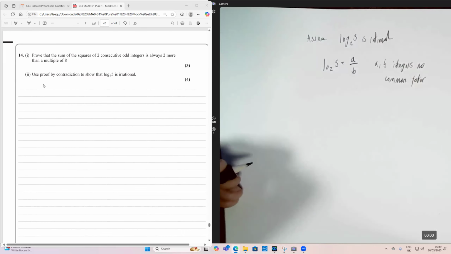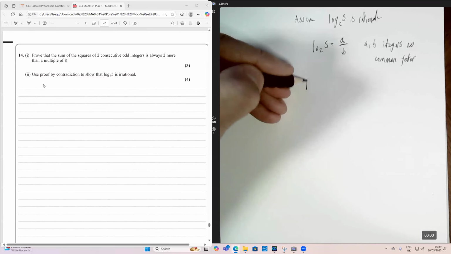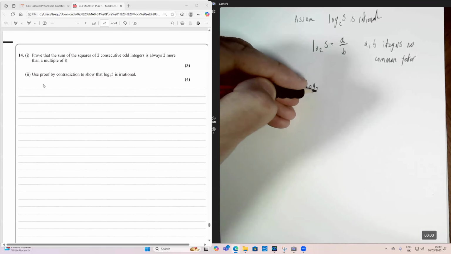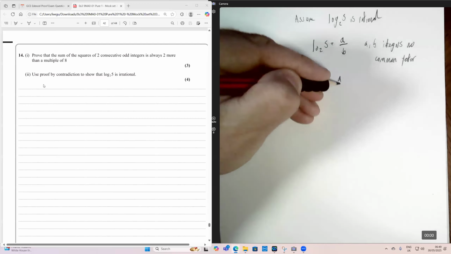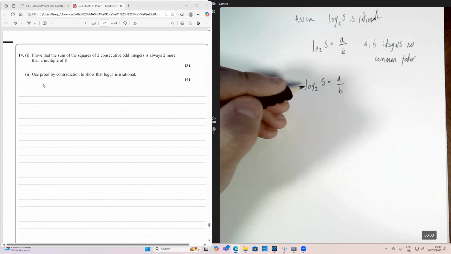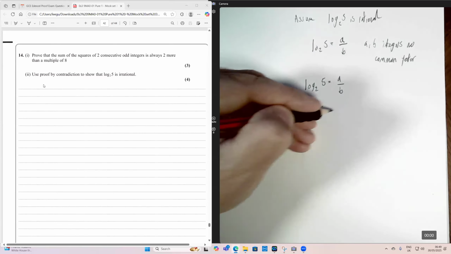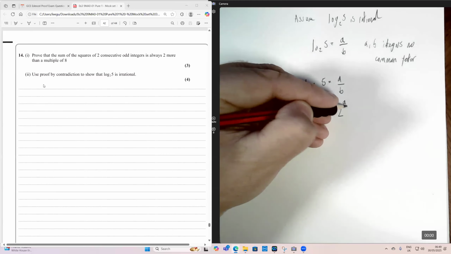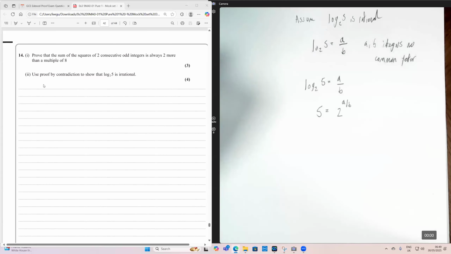Okay, all right, so let's do that then. So let's write it. We're going to say log base 2 of 5 is equal to a over b. Now we're going to reverse the logs, which means that we write that 5 is equal to 2 to the power of a over b.